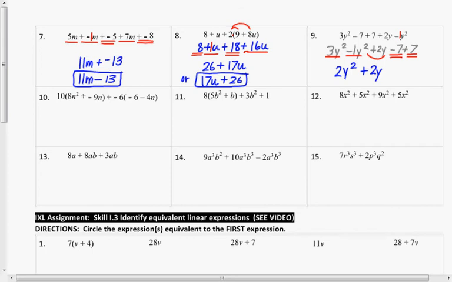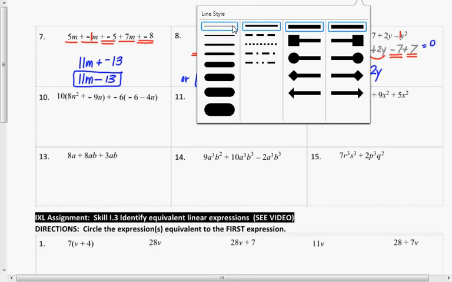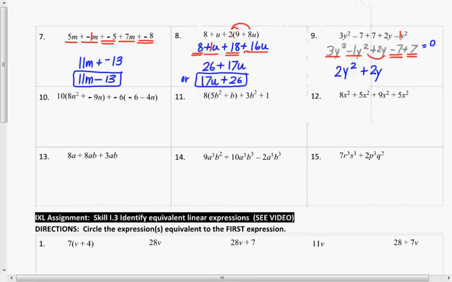But a minus 7 and a plus 7 is 0. Negative 7 plus 7 is 0. So those two terms really cancel each other out. Minus 7 plus 7. And the final answer here is 2y squared plus 2y.